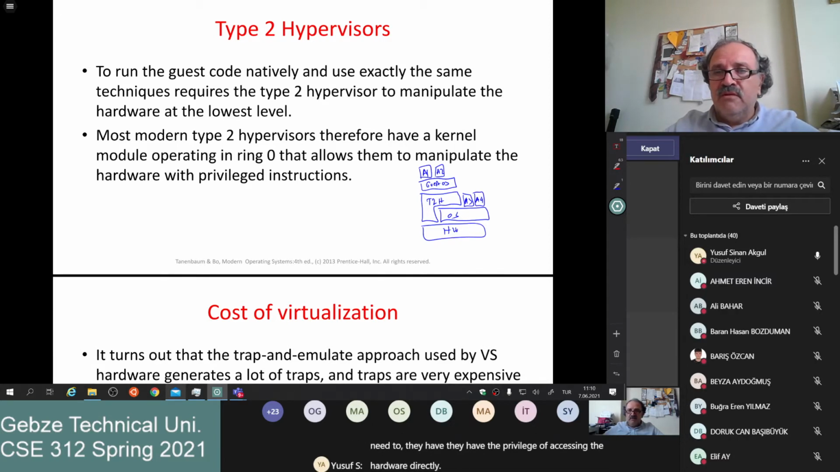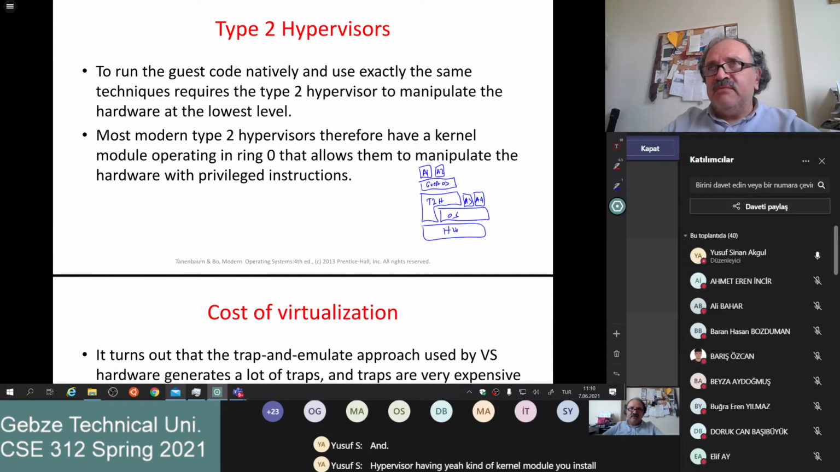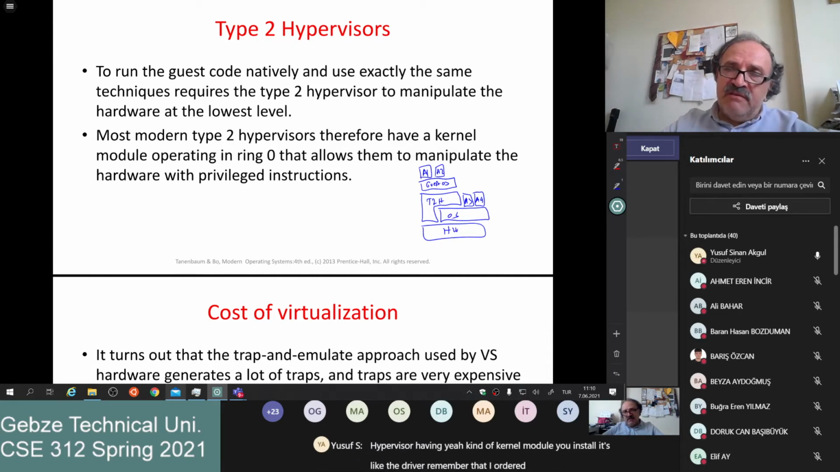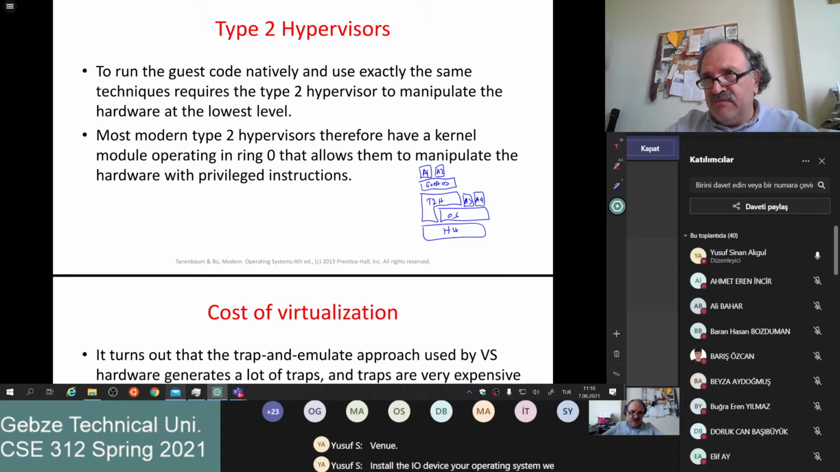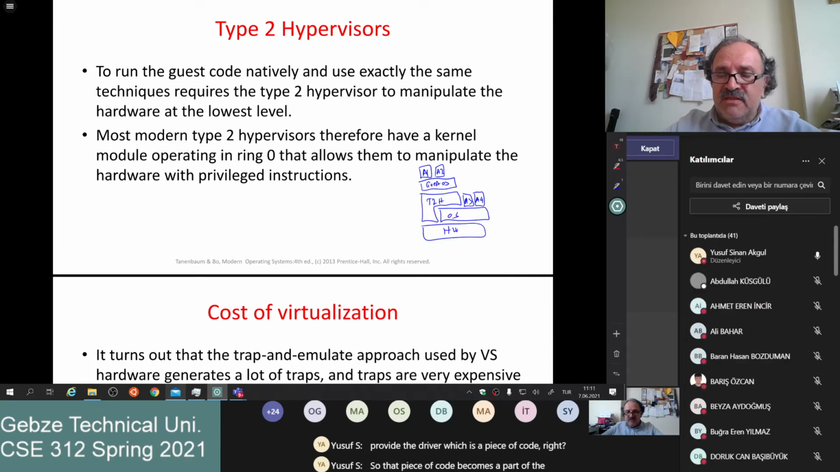Okay, so that's called a hypervisor having a kernel module. You install it, it's like the driver. Remember the I/O device drivers? When you install an I/O device to your operating system, you have to provide the driver, which is a piece of code, right? That piece of code becomes part of the kernel part of the operating system. And type 2 hypervisors are doing a similar thing.